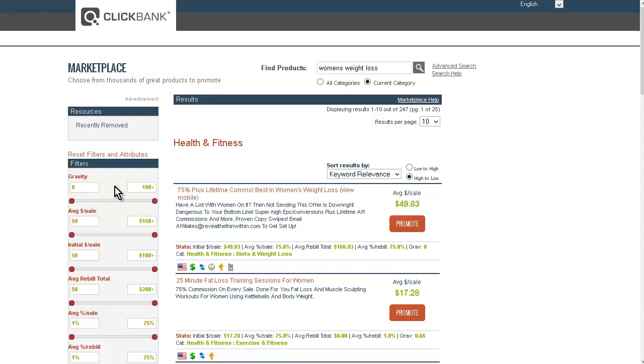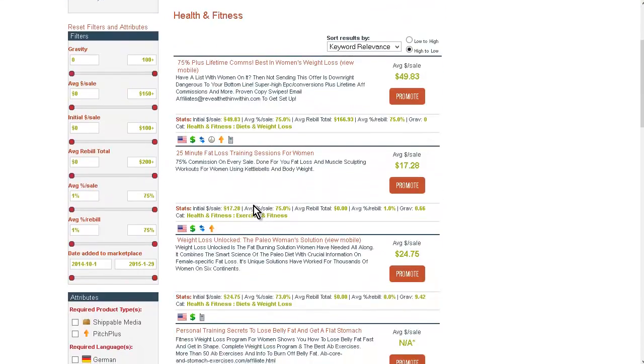Now, first of all, let's talk about gravity. A lot of people misunderstand what gravity means. A low gravity doesn't mean that nobody is selling it. For instance, let's look at the gravity of this first product here. So gravity is zero. That's a little too low. Let's look for some more here.